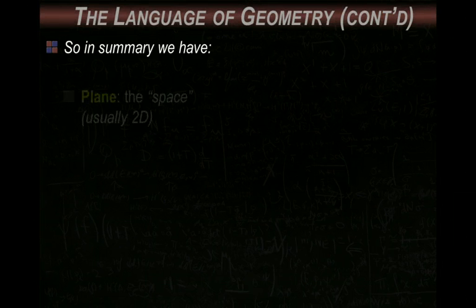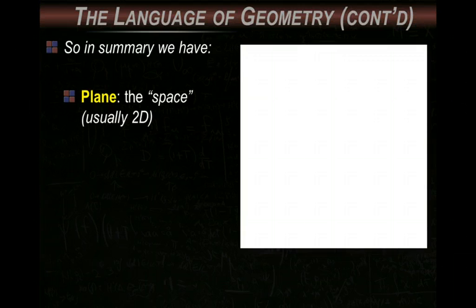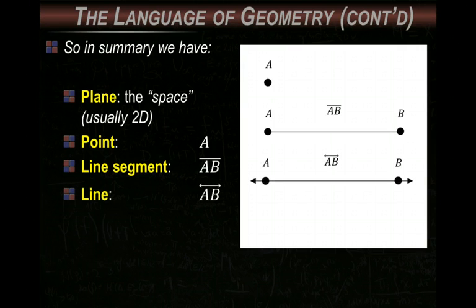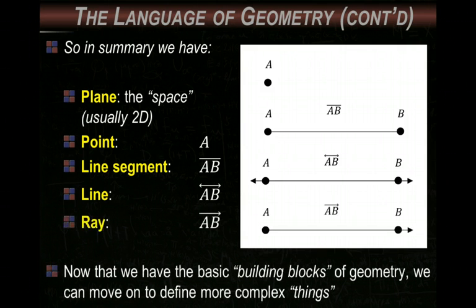So here's the summary. The basic building blocks of geometry. The plane is the space that the dots exist in. The dots are called points. So there's point A. A line segment is a definite start and a definite end between 2 points. A line also has 2 points, but it goes on forever, and we indicate that with arrowheads. A ray has a definite start, but no end, so it has 1 arrowhead on it. And then there are 3 different notations for writing that in geometry class.